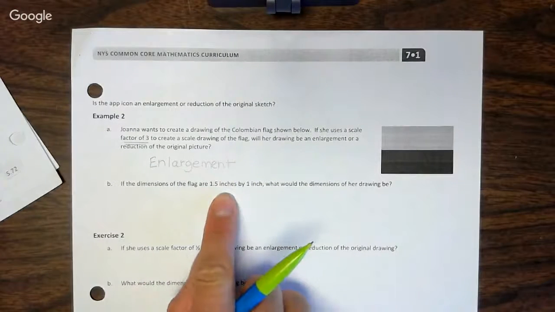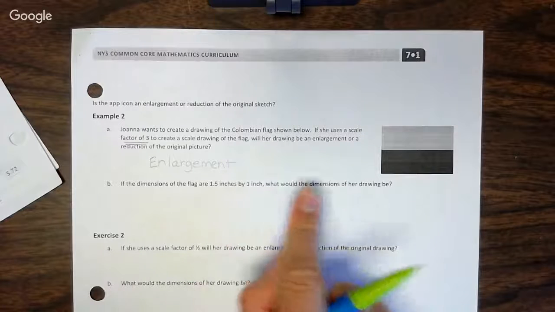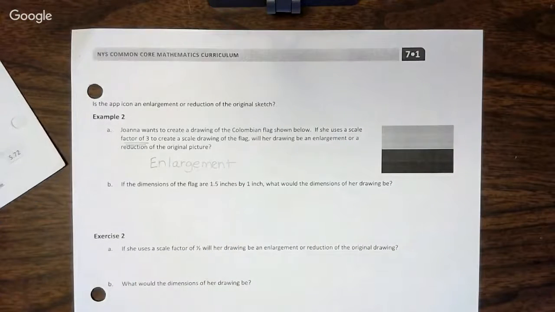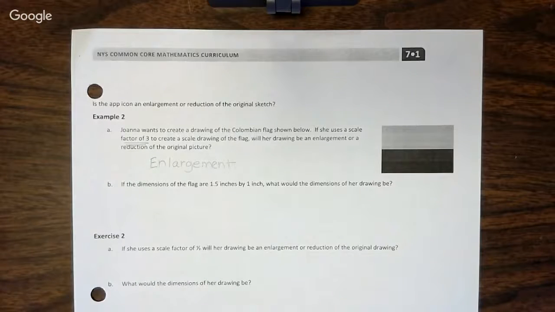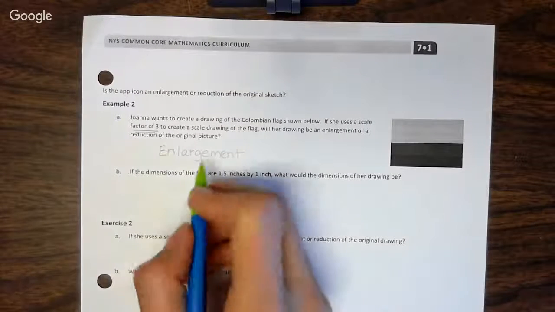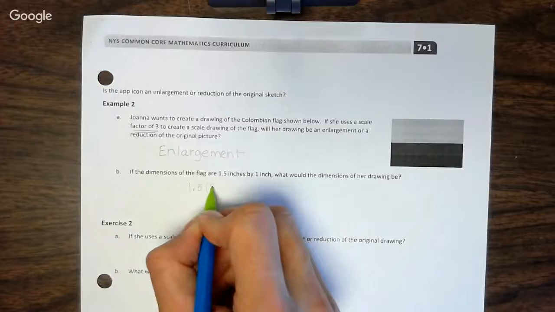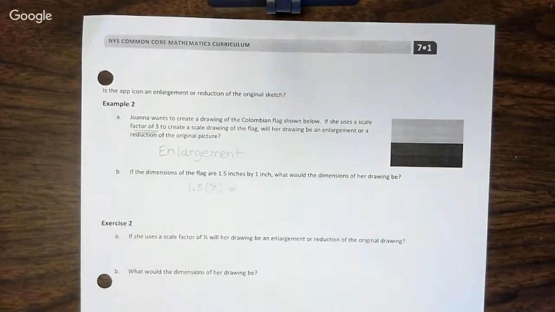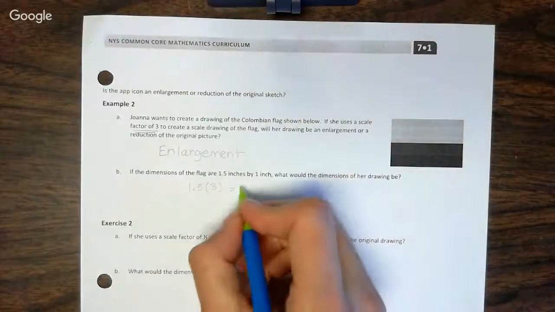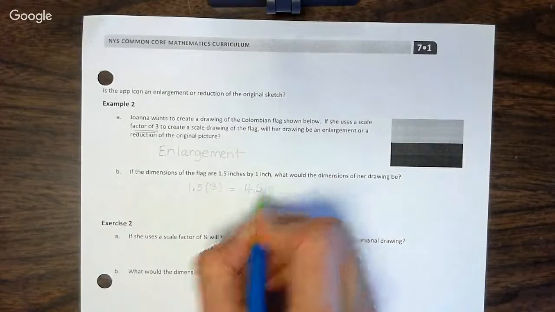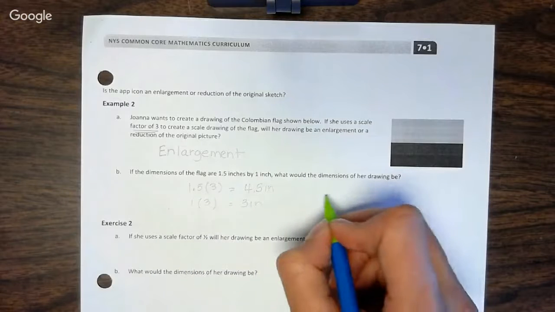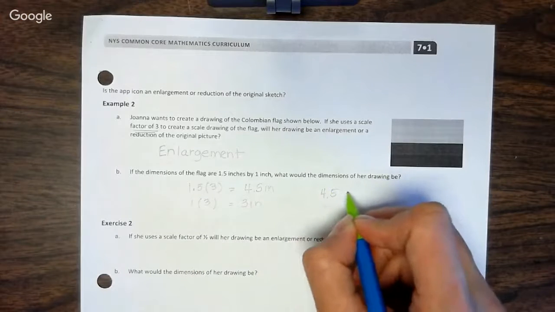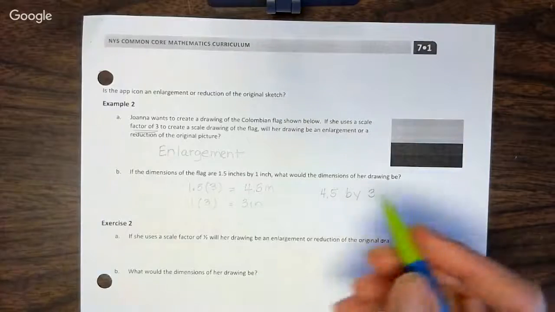So if the dimensions of the flag are 1.5 by 1 inch, what would the dimensions of the drawing be? Well, if it's tripling in size, that means that everything is being multiplied by a rate of 3. So 1.5 times 3 would be 4.5 inches. And 1 times 3 would be 3 inches. So the new dimensions would be 4.5 by 3.